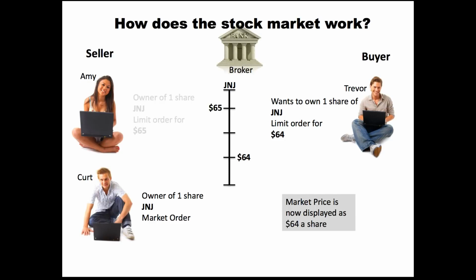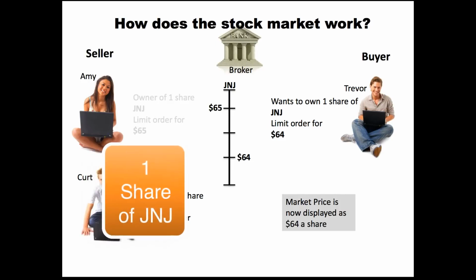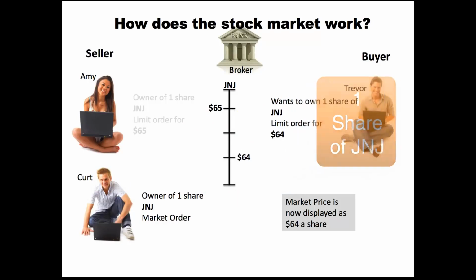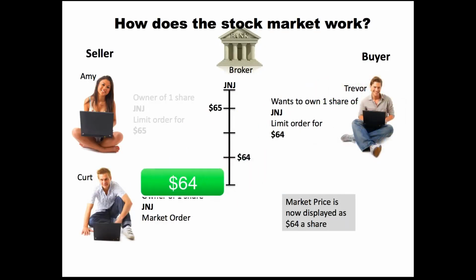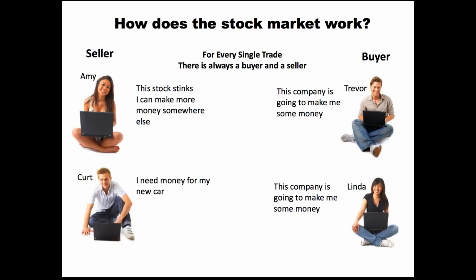So here we go. Once again, Kurt enters and he puts in a market order. And because Kurt's willing to sell his share for pretty much anything, whatever the buyer offers is what Kurt will sell it for, the market price is now displayed as $64. So here's what I want you to really understand.